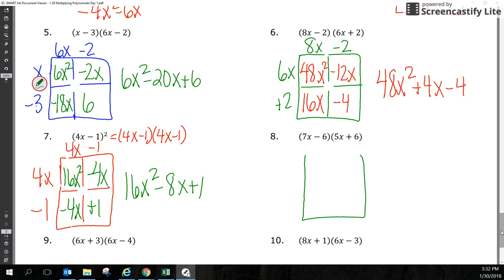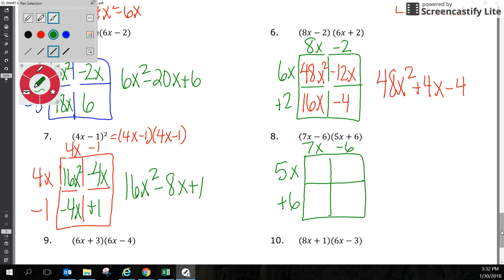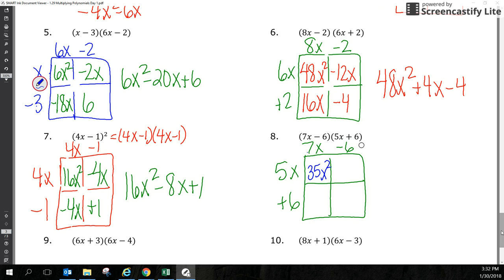Number 8, set up my box. 7x minus 6, 5x plus 6. So for this one, for my first box, I got 5x times 7x. 5 times 7 is 35. X times x is x squared. And then I've got 5x times negative 6. That'd be negative 30x. 6 times 7x is 42x. And then 6 times negative 6 is negative 36.